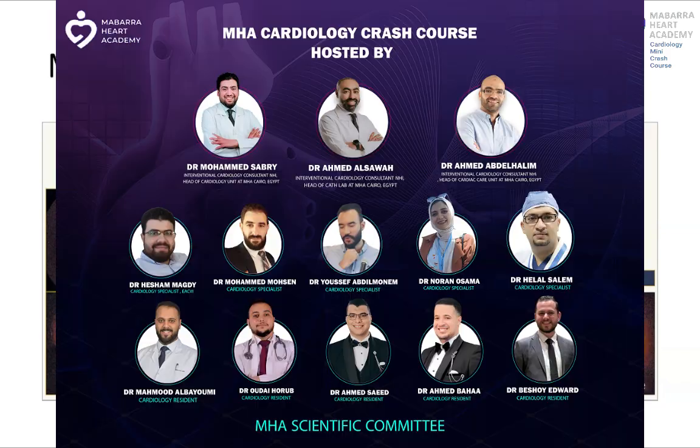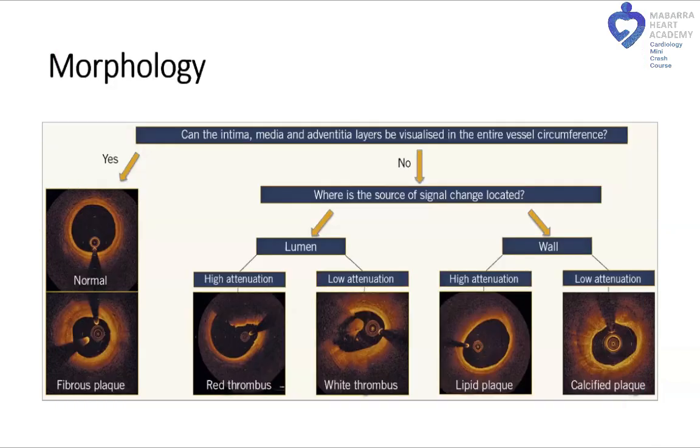If you have an issue in the lumen, then it has to be thrombus. If it's thrombus, you have 2 types of thrombus. There is white thrombus and red thrombus. White thrombus is characterized by low attenuation, meaning that you can see behind it. Red thrombus is characterized by high attenuation. You can basically see nothing behind it.